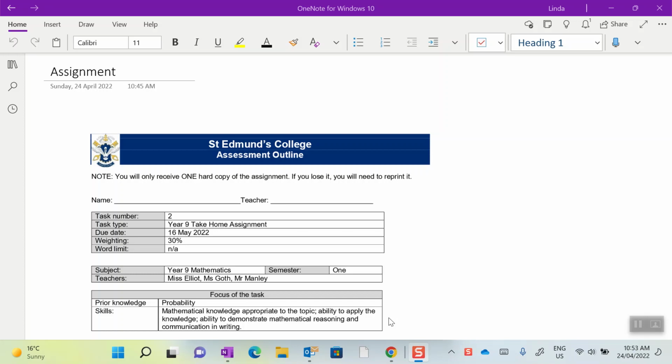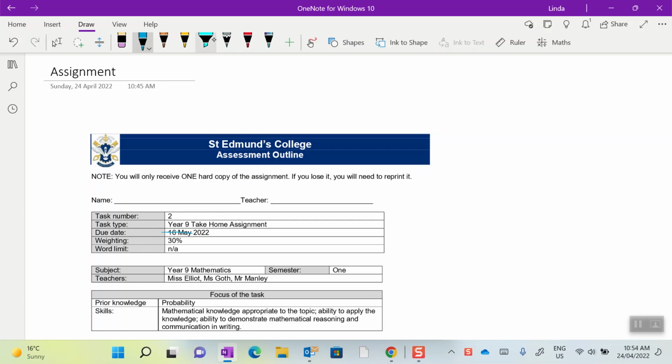This assignment is due on the 16th of May. It's worth 30%, and you can either hand it straight to your teacher or scan it in as one document and put it on Canvas or email it to your teacher.